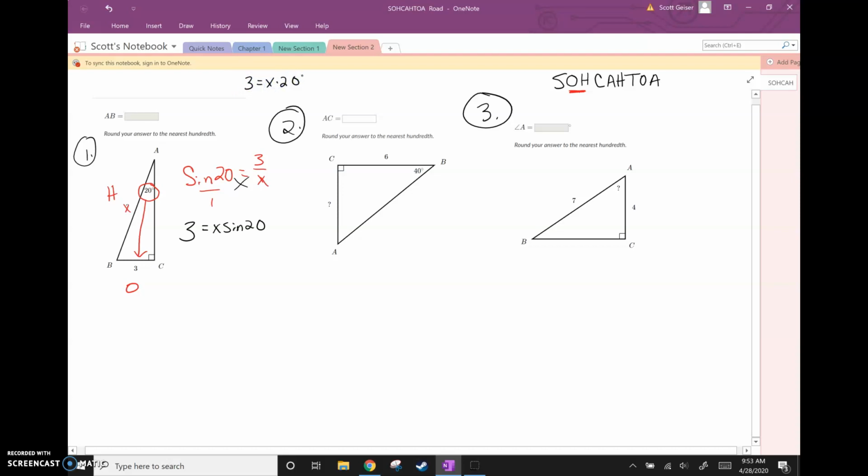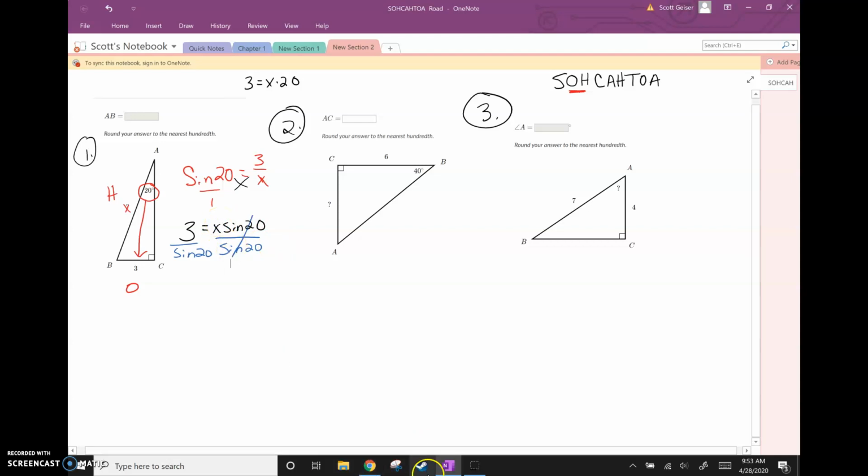So to get rid of the 20 or send it to the other side, the inverse would be dividing. And so what I'm going to do, since this is one number, just like it would be 20, there's just a sine in front of it. Okay, since that's being multiplied, I'm going to have to divide both sides by sine 20. Okay, so then I just get X by itself on the right side.